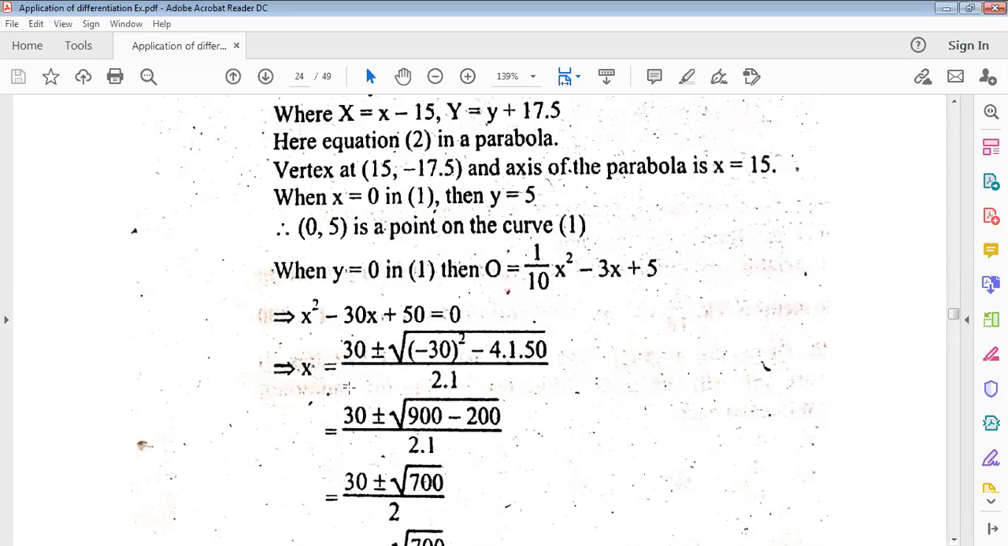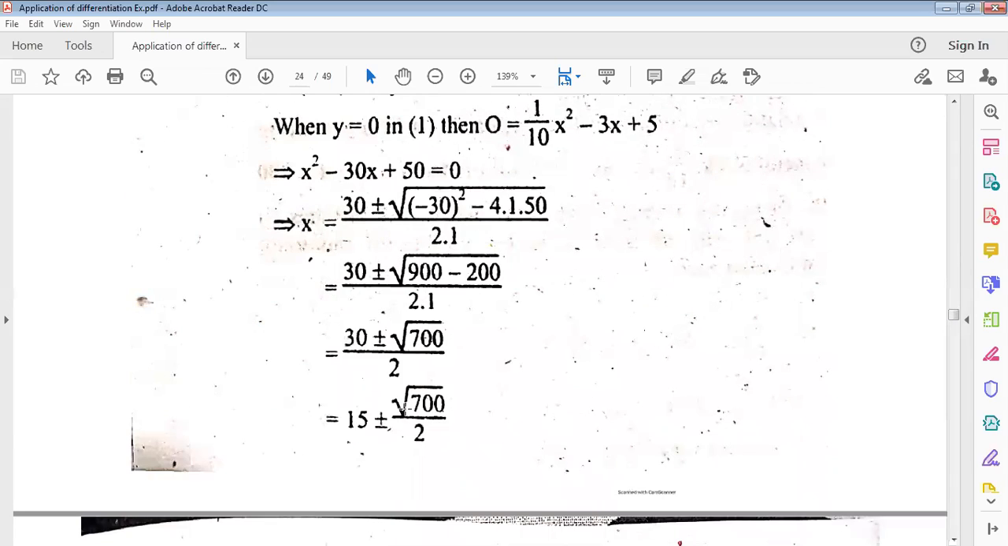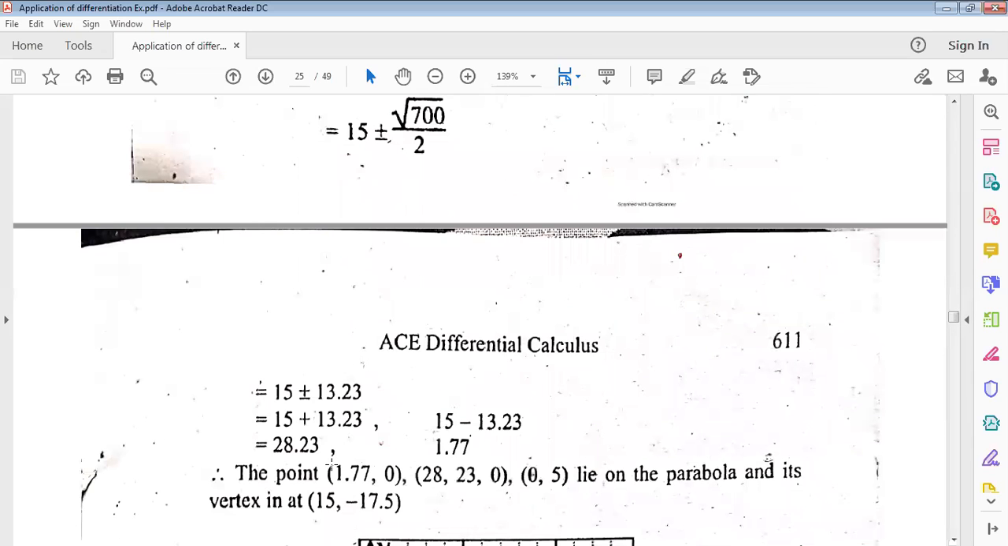Just solving the quadratic in x: x equals minus b. Minus b means what? Minus 30, so it is 30, plus minus square root of b squared minus 4ac, divided by twice a. Now 30 plus minus square root of 30 squared, which is 900. Just calculating, we get only two values: 28.75 for plus and 1.77 for minus.